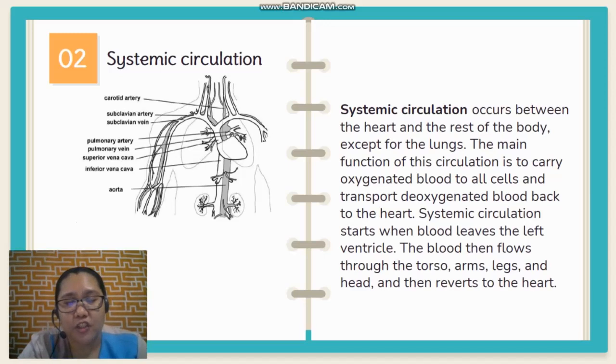So the main function of this circulation is to carry oxygenated blood to all cells and parts of the body and transport the deoxygenated or the oxygen-poor blood back to the heart. Systemic circulation starts when the blood leaves the left ventricle, and the blood then flows through the torso, arms, legs, head, and then reverts back to the heart.